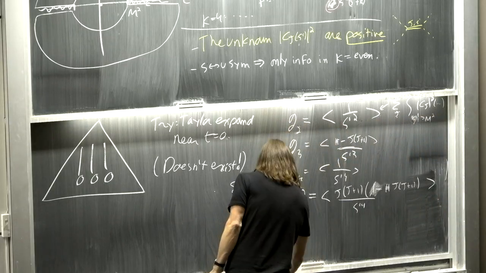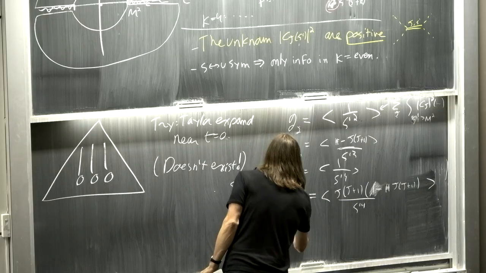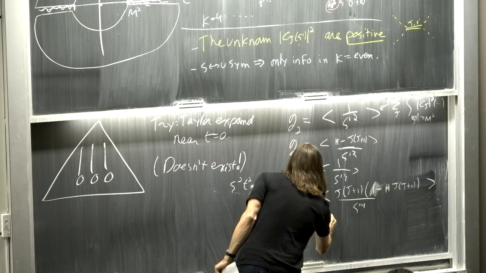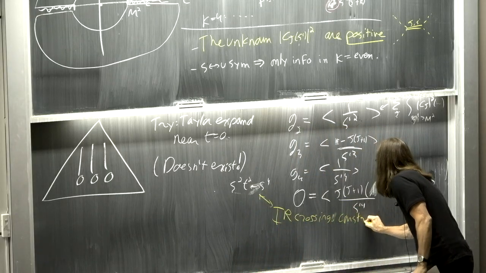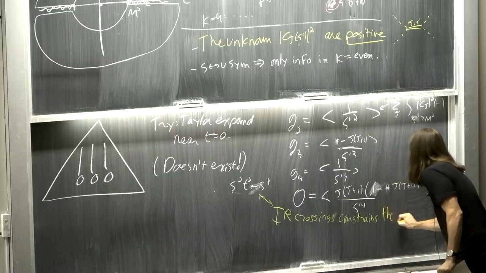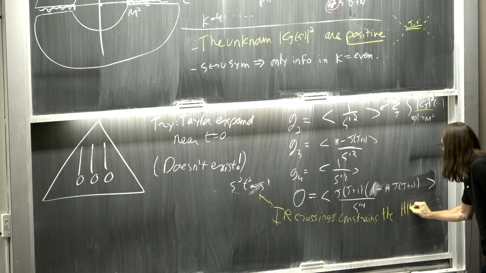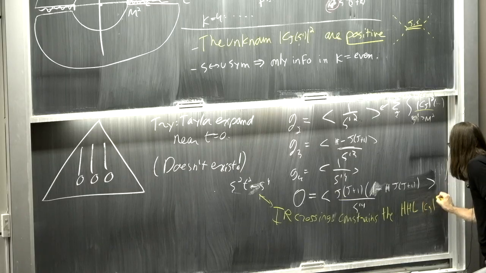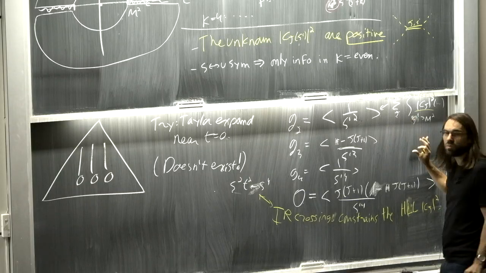So that says basically that IR crossing constrains the unknowns, heavy unknowns, which are basically heavy-light couplings, c_j squared. So these couplings are not arbitrary. These couplings are constrained by crossing. So we have a bunch of unknowns, but they're not completely unknown.